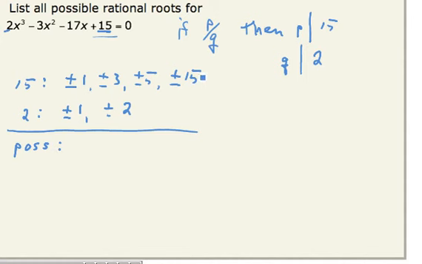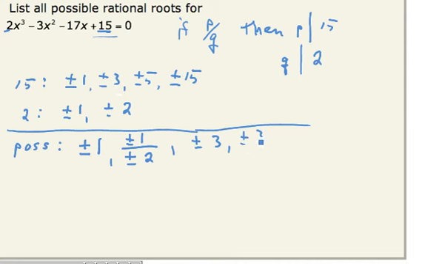So, to find the possible rational zeros, I'm going to take all of these numbers and one at a time divide them by all of these numbers. So I'm going to take plus or minus 1. If I divide that by plus or minus 1, I still get 1. I'm going to take plus or minus 1 divided by plus or minus 2. This number divided by this. And I'm going to continue. Plus or minus 3 divided by plus or minus 1 is 3. Plus or minus 3 divided by plus or minus 2.